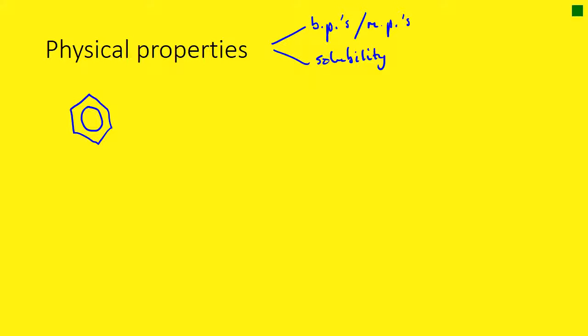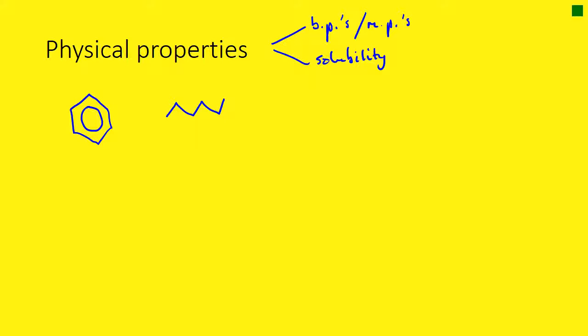So first of all, physical properties. What physical properties do we mean? Well, the usual ones. So we're going to look at boiling points and melting points and solubility. Let's compare benzene to other products with similar Mrs. Let's compare benzene and hexane. So benzene we're going to draw like so, and hexane we'll do the skeletal 1, 2, 3, 4, 5, 6.